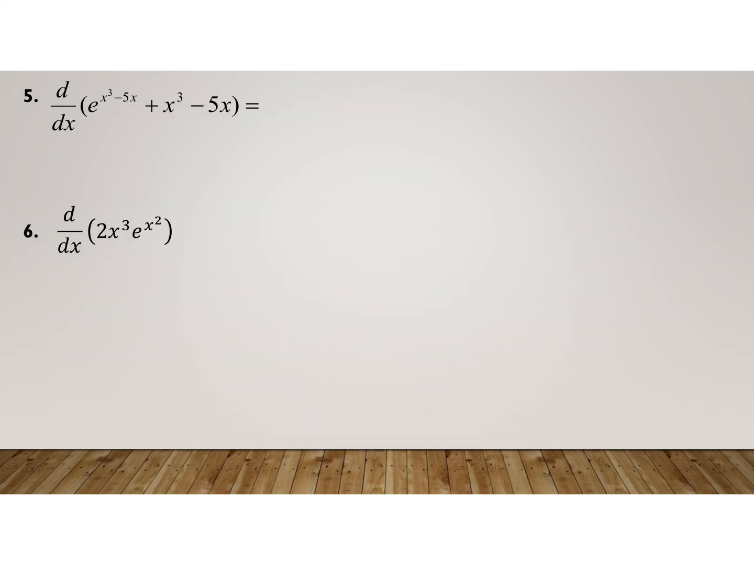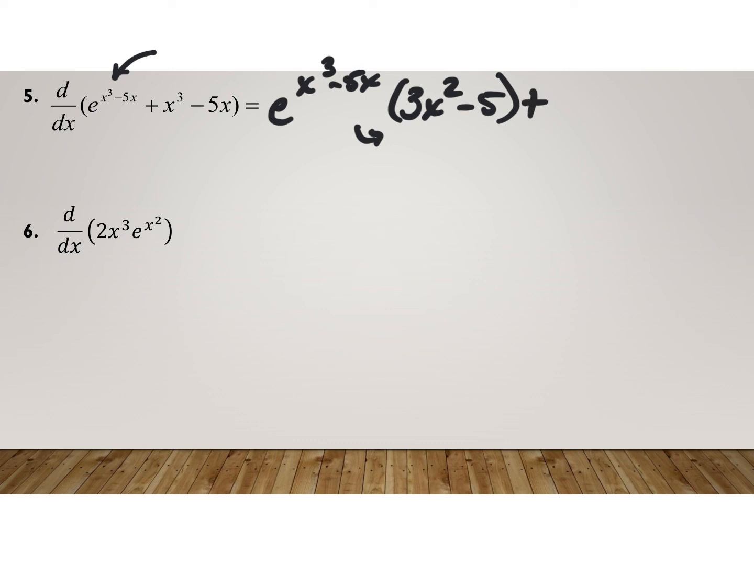Two more for us. Here's another one that has a function in that exponent. So the derivative of e to the x, or e to anything, is just rewrite it. So x cubed minus 5x, and then we chain rule out the derivative of that exponent. x cubed gives us 3x squared, minus 5x gives us minus 5, plus x cubed, derivative of that is 3x squared, minus 5x, derivative of that is minus 5. So we got a derivative piece for each term.